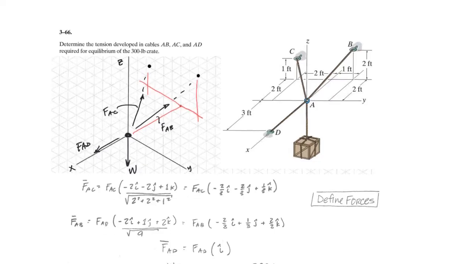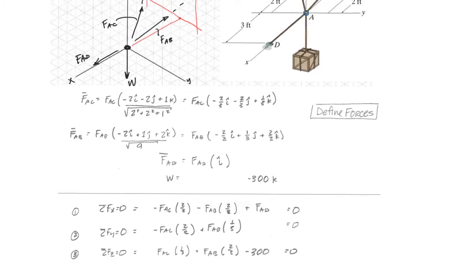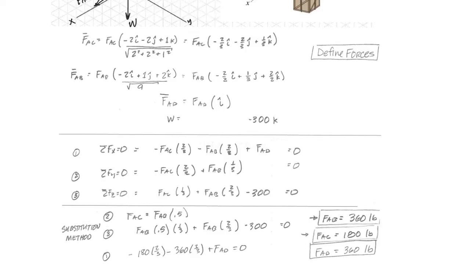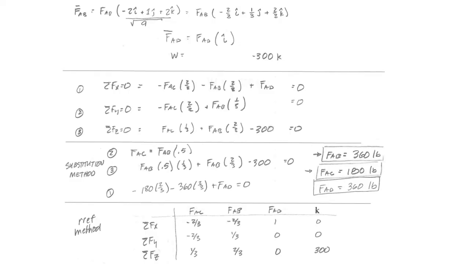So again, what we're going to do to solve this is define those forces. So walk through each of those. Sum of the forces in the X, Y, and Z equals 0. Look at those carefully. You can use the substitution method, which I did there, or you can use the RREF method to solve for there. So please understand how to resolve those things, and I hope that this will be helpful for you.